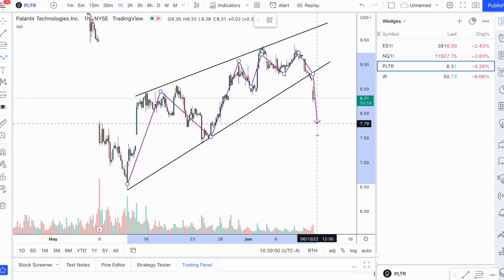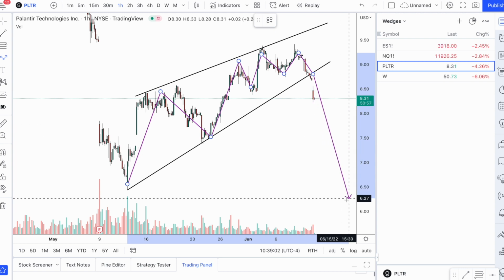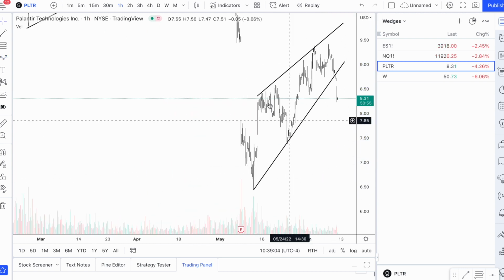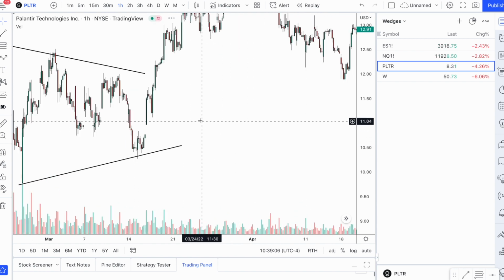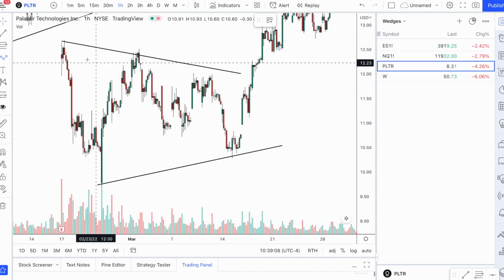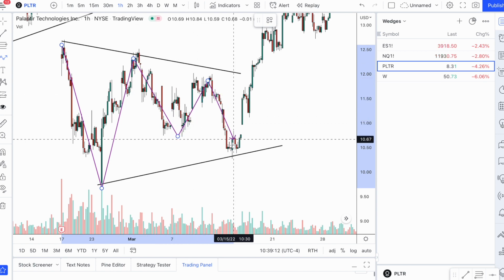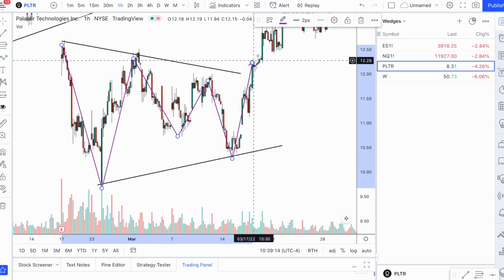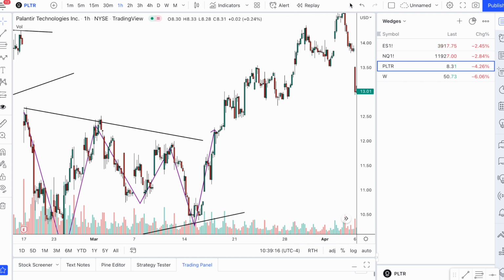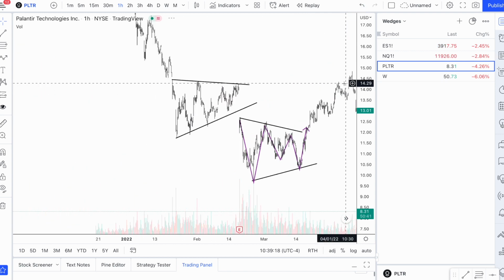And eventually price broke out, and that's when you would expect to get short or price to move a lot lower. If we zoom out, we can see another one right here. This is the classic wedge where we get tighter and tighter, and then eventually price breaks out. That's where you can get long for the move all the way up to 14s.